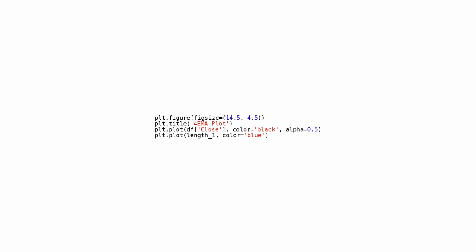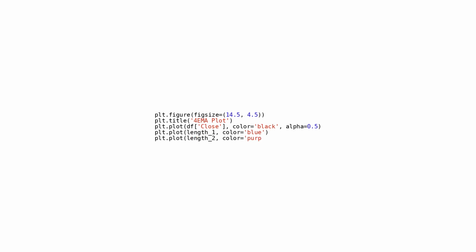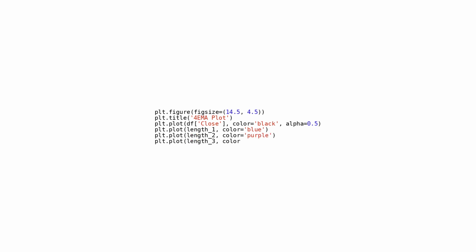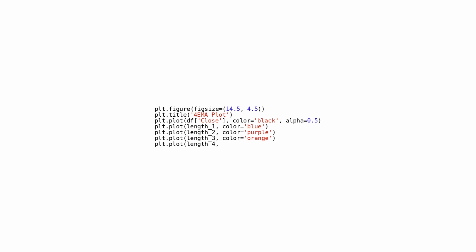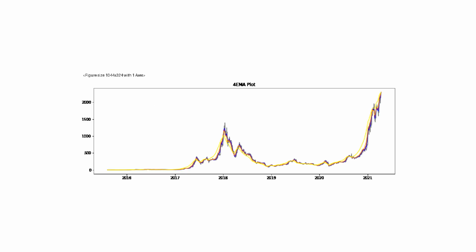This Python code uses the matplotlib library to create and display a plot titled EMA plot. It plots 5 lines representing different data, including a close column from a data frame and 4 exponential moving averages, EMAs, for different lengths. The lines are displayed in specific colors and with a semi-transparent effect. After setting up the plot, it is then presented to the user. These lines are commonly used in financial analysis.